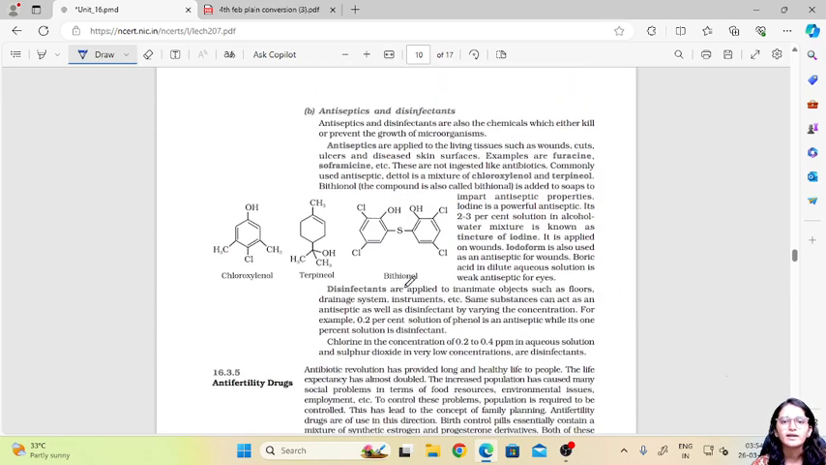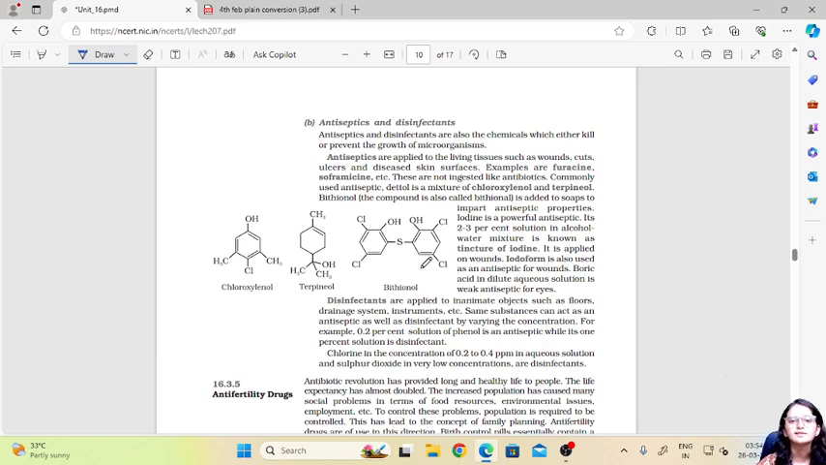Then next we have antiseptics and disinfectants. Antiseptics are applied to the living tissues. For example, Dettol that we use is an antiseptic. It can be applied to living tissues, such as wounds, cuts, ulcers and diseased skin. Examples: furacin, soframycin. Then a commonly used antiseptic is Dettol, which is a mixture of chloroxylenol and terpineol. Now this is very important for a half or 1 mark question. Chloroxylenol and terpineol, by mixing these we produce Dettol.